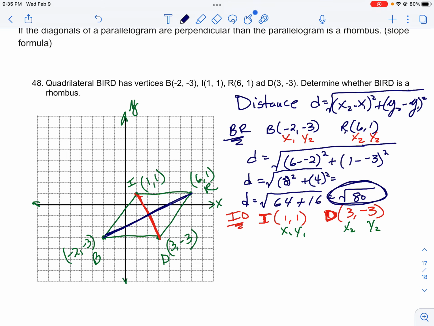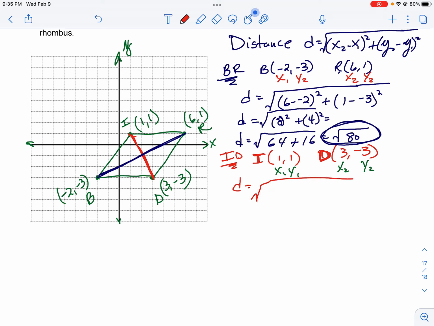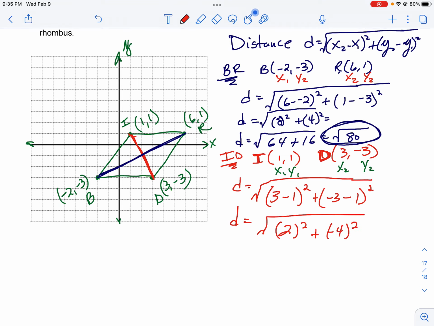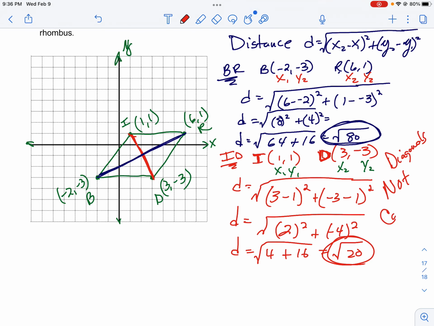All right, next up, let's go to the distance formula again. So D equals the square root, and x sub 2 is 3 minus 1, all that squared. We're going to add to that -3 minus 1, all that squared. Let me just double check, make sure I had that right. 3 minus 1, that's good. -3 minus 1, that's good. So D equals square root again. That's going to be 2 squared plus -4 squared. There's that negative that we're squaring. So D equals the square root of 4 plus 16, which is the square root of 20. So the diagonals are not congruent.